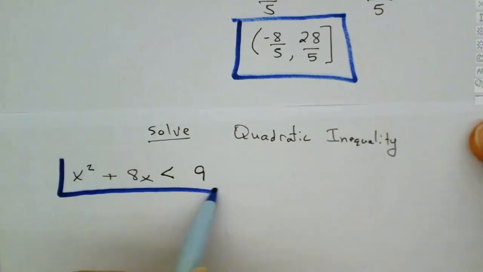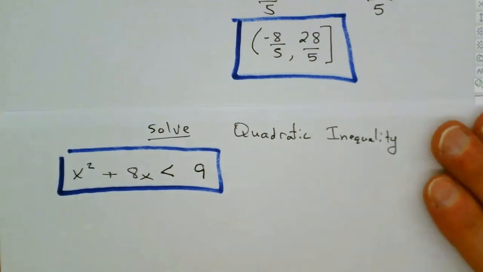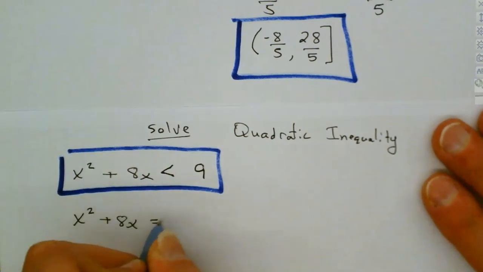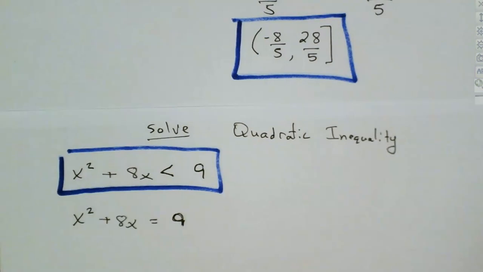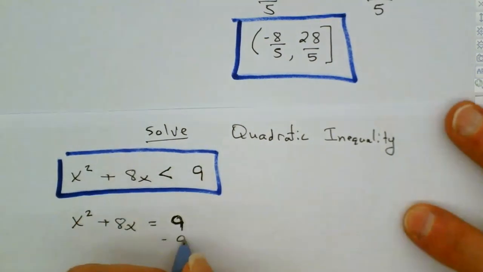I always like to box my original so I don't lose it. So I put a box around it just so I don't lose it. And I'm going to rewrite this with an equal sign. So I'm going to replace that inequality with an equal sign, and this way I can solve it. So I move the 9 over. And now we've got x squared plus 8x minus 9 equals 0.